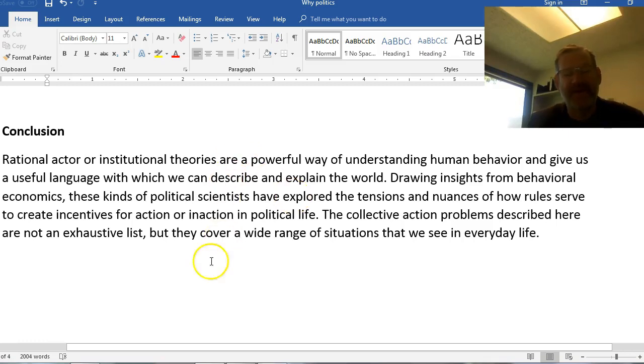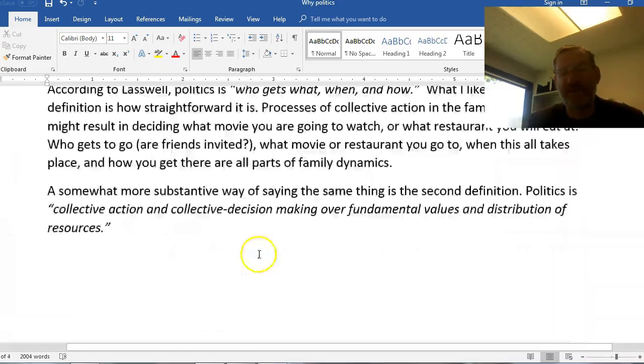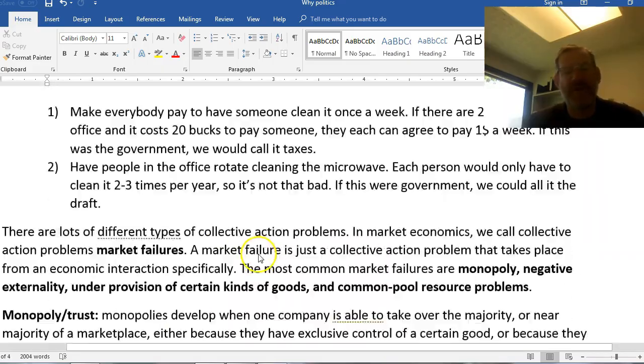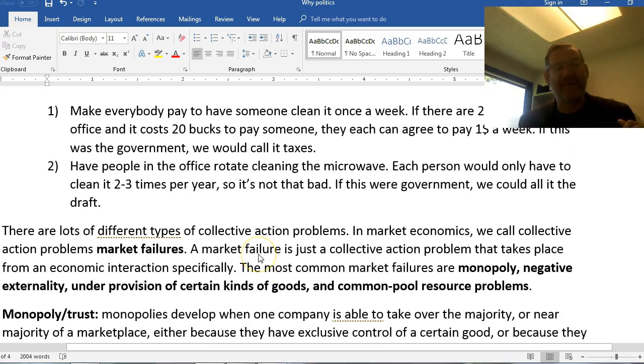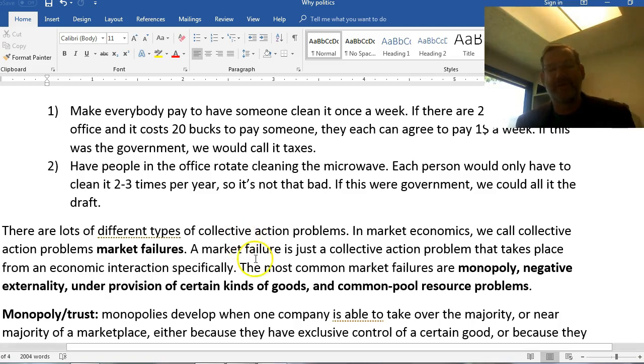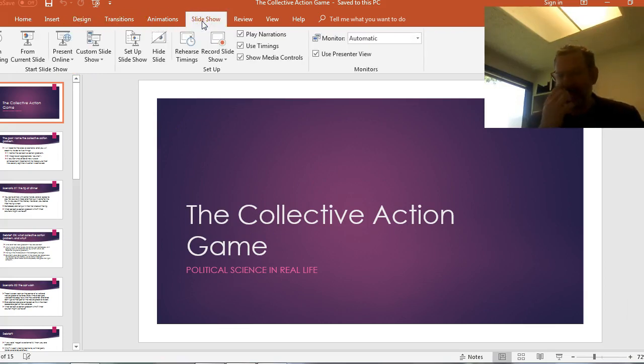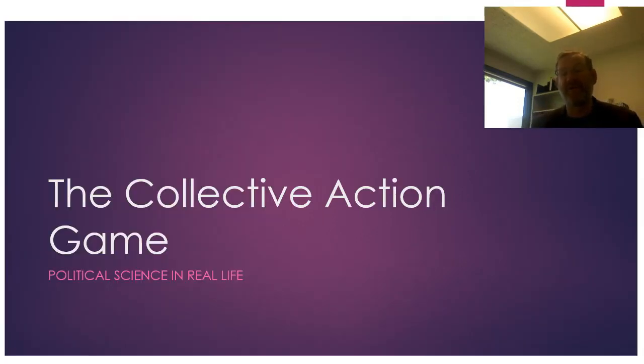Okay, now let's play a game. Let's see how well you can do. Either have this document printed or make sure you have your notes with you. But remember, we have five collective action problems. We have free rider problem, we have monopoly, we have negative externality, under provision of goods, and common pool resource problems, okay? So now let's play a game. Let's play the collective action game, okay? Play at home. Remember, this is going to be part of your second midterm.